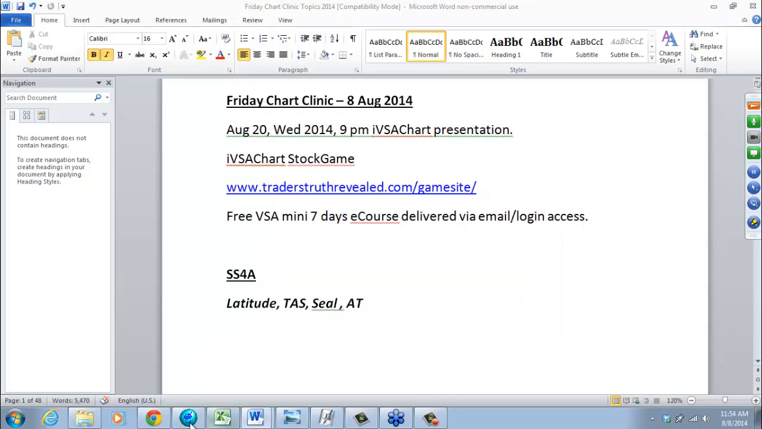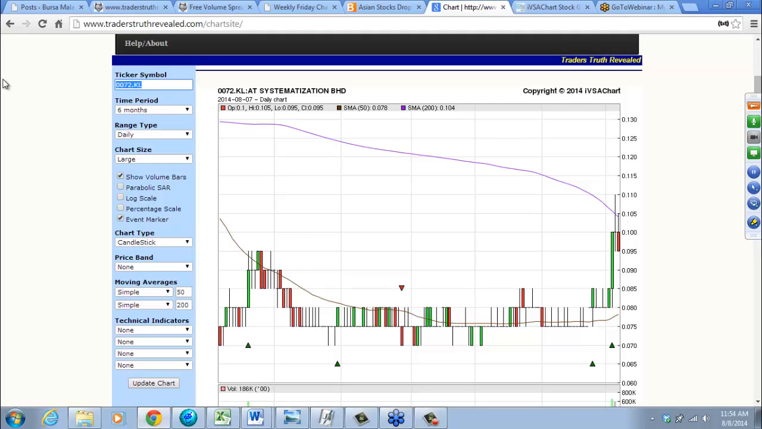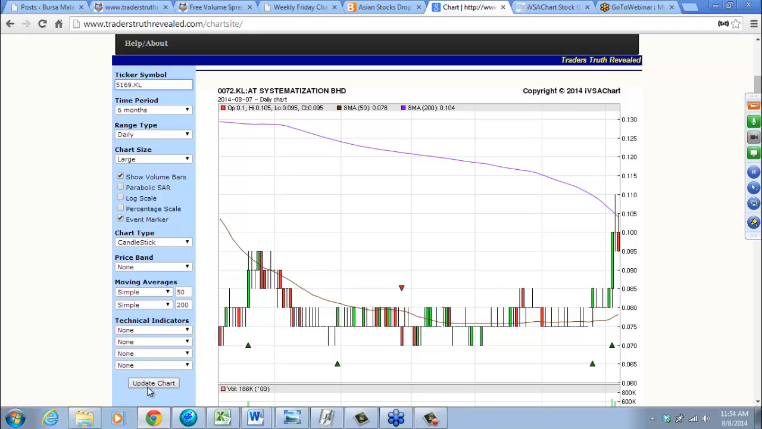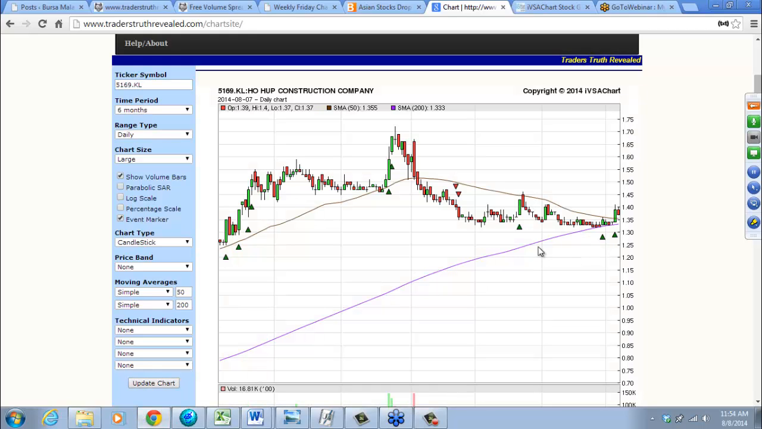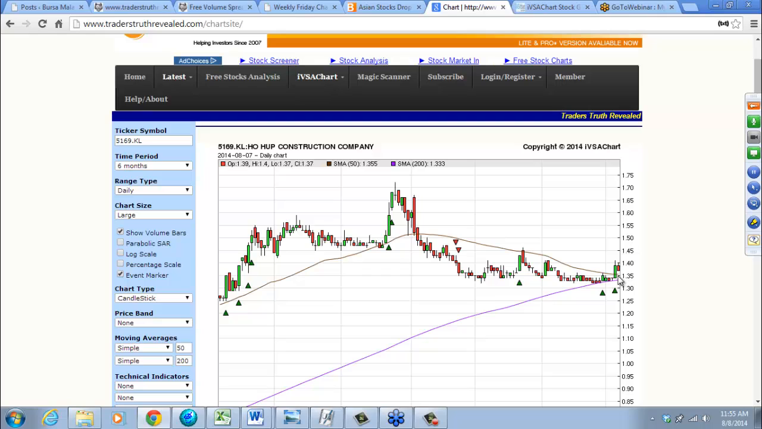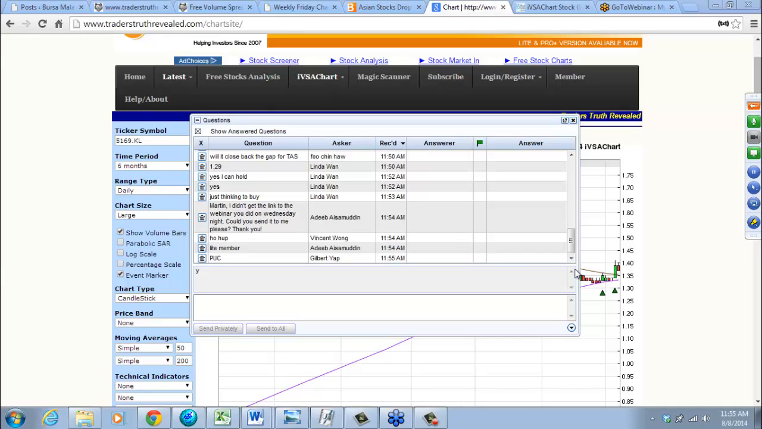HoHub, let's look at HoHub now. Nice, it broke through in here. Nice base building here, 135. This is a good one. Volume does come in. I think this one will see a bit of movement coming up, provided the small and mid cap stock sector can hold. I think that's a nice one in here.